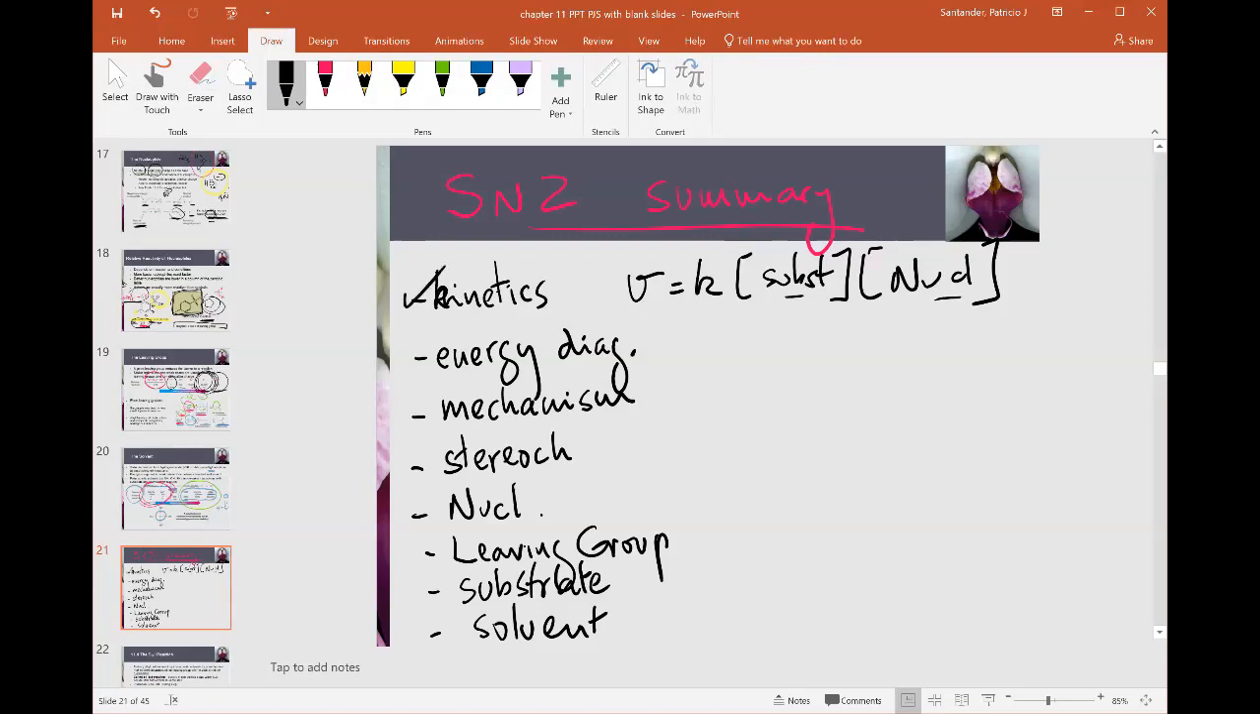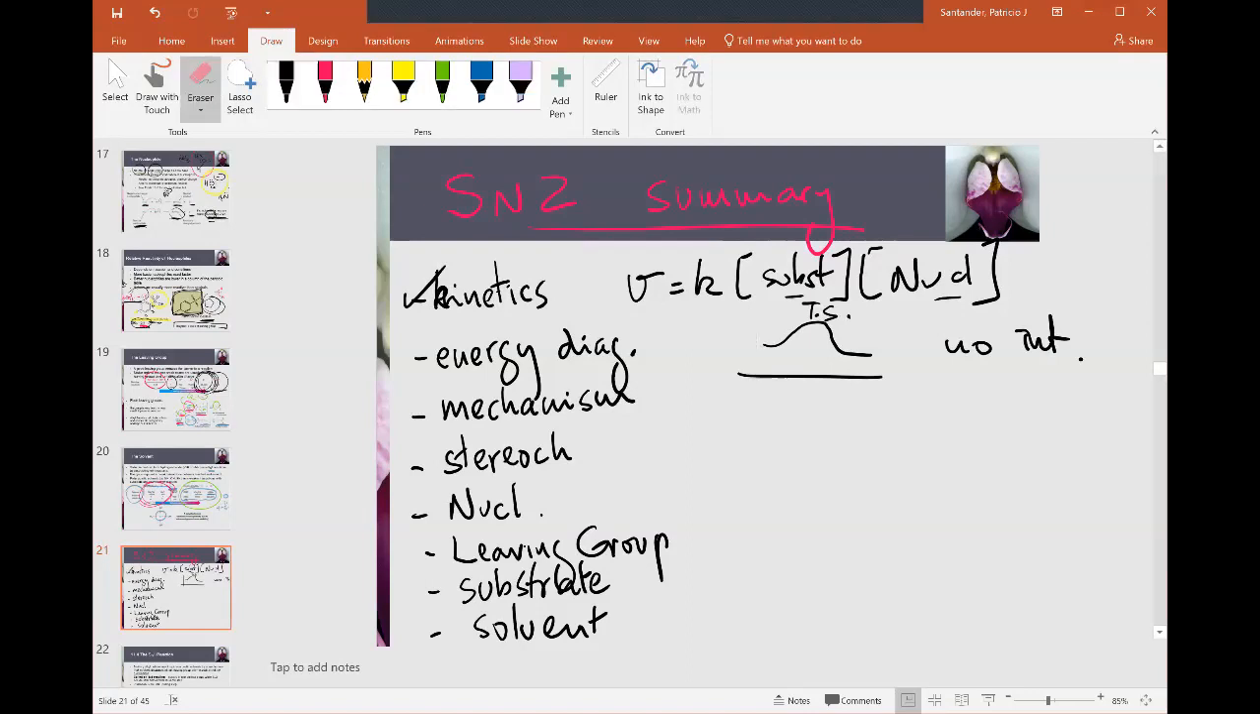How about the energy diagram? I would expect that the energy diagram will be a boring looking diagram, just a transition state, and there is no intermediate. How about the mechanism of the reaction? Well, we can write down a mechanism, rather simple.